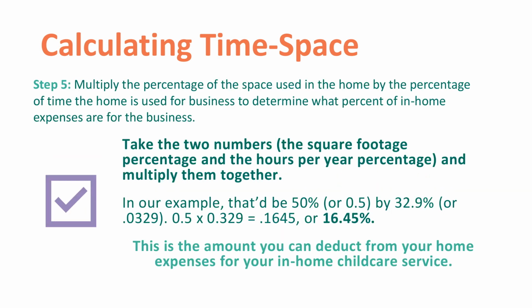Step 5. Multiply the percentage of the space regularly used in your home by the percentage of time your home is used for business to determine what portion of your in-home expenses are for the business. Take the square footage percentage and the hours per year percentage and multiply them together. In our example, that'd be 50% or 0.5 by 32.9% or 0.329. 0.5 times 0.329 equals 0.1645 or 16.45%. This is the amount you can deduct from your home expenses for your in-home childcare service.